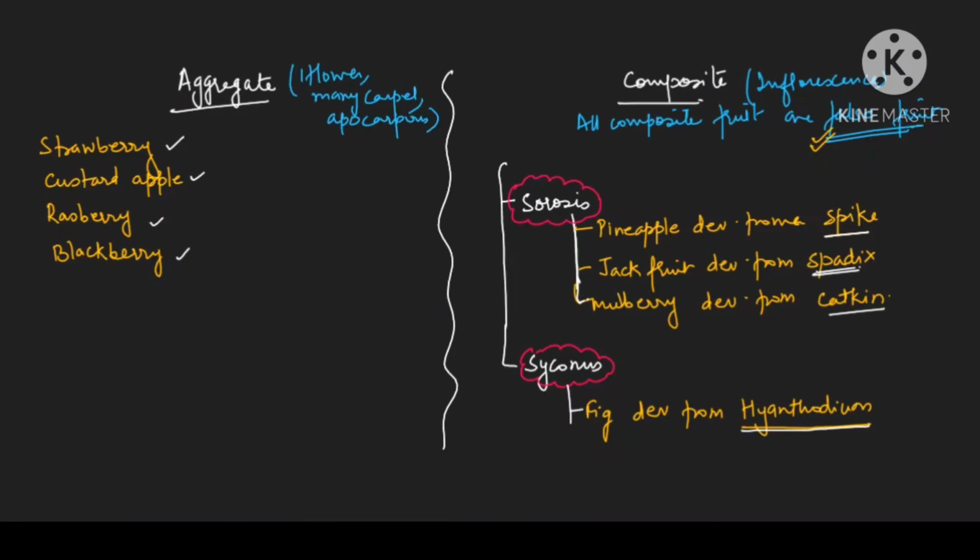Jackfruit develops from spadix. Mulberry develops from catkin. And all these three types of fruits come in one category known as sorosis. And the fig fruit develops from hypanthodium inflorescence, and such a category is known as syconus. So sorosis means spike, spadix and catkin, and syconus means only hypanthodium inflorescence. So I hope in this video I have explained all the types of fruits and this topic is clear to you.